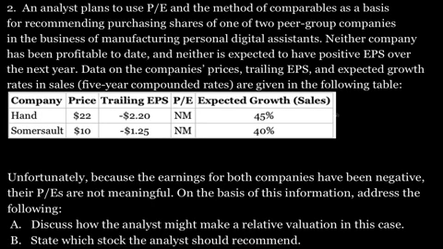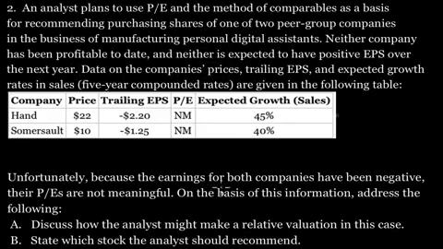Number 2, an analyst plans to use PE and the method of comparables as a basis for recommending purchasing shares of one of two peer group companies in the business of manufacturing PDAs, personal digital assistants. Wow, these questions really date themselves, don't they? Neither company has been profitable to date, and neither is expected to have positive EPS over the next year. Data on the companies' prices, trailing EPS, and expected growth rates in sales, 5-year compounded growth rates, are given in the following table. So Hand and Somersault: prices 22 and 10, trailing EPS negative 2.20, negative 1.25. PE, yeah, it's not meaningful, no kidding. Expected growth, 45% and 40%.